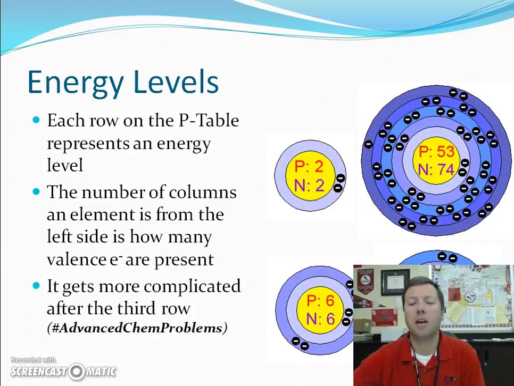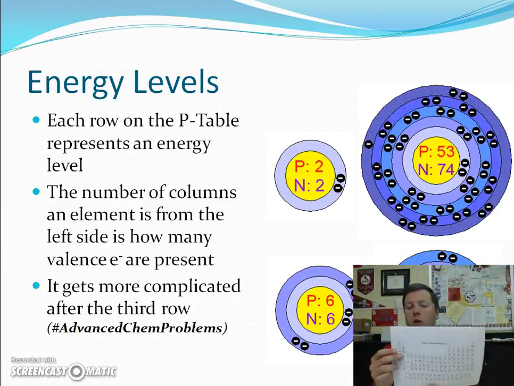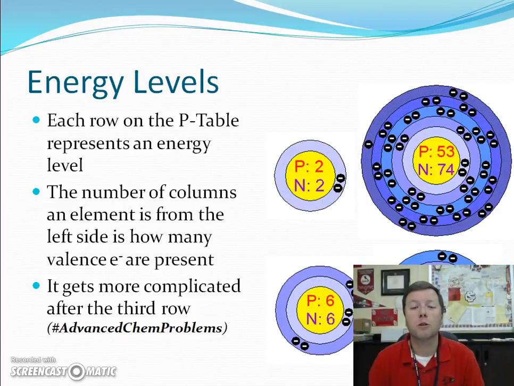It gets far more complicated after the third row. We're going to leave off at calcium, or element number 20. It's about as deep into the fourth row as we're going to go. We call those advanced chem problems or honors chem problems. Again, we're just setting you up for our organic macromolecule unit. You'll get more in depth with chemistry next year in honors or advanced chem.